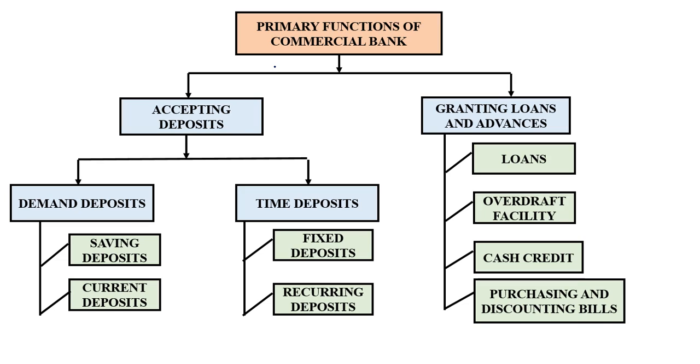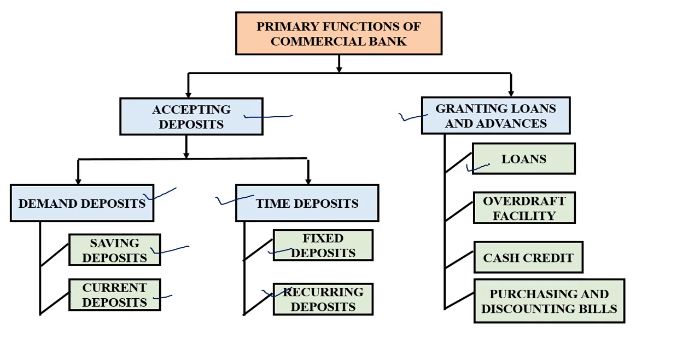Under primary functions, I have already explained in my last video. You can see that video link in the description box. So this is the revision of primary function. Under primary function, there is accepting deposit and granting loans and advances. Under accepting deposit, there is demand deposit and time deposit. Under demand deposit, there is saving deposit and current account deposit. Under time deposit, there are fixed deposits and recurring deposit, and under granting loans and advances, there are loans.